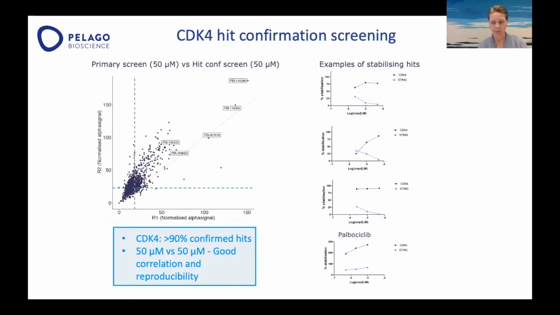And as I said before, we continued with the hit confirmation screening at 3 different concentrations, because we thought that for STING 50 micromolar maybe was a bit too high, since we got this massive amount of destabilizing hits. So we decided to rescreen all hits from both screens in both assays. And this plot here to the left shows the correlation plot from the primary screen versus the hit confirmation screen on CDK4 at 50 micromolar.